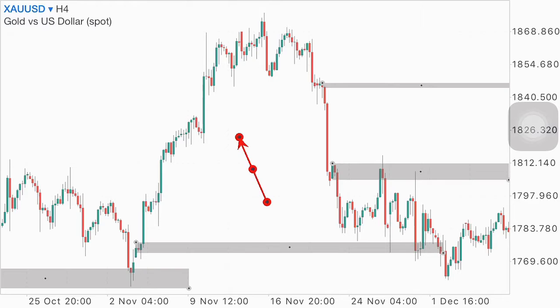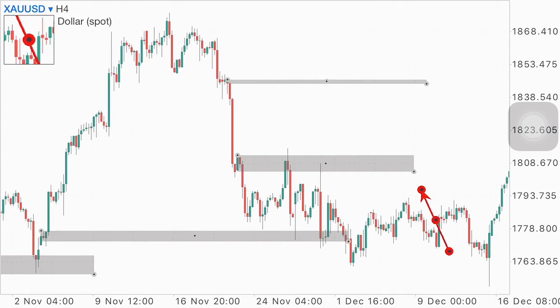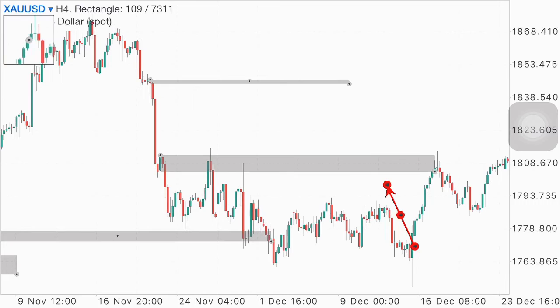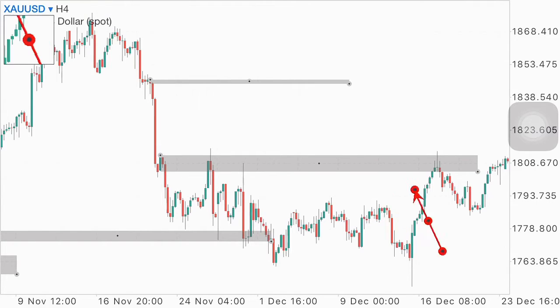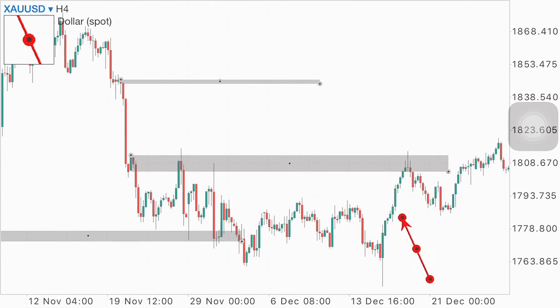Okay, it's not the perfect marking, but you got the clue, guys. As you can see, we're just scrolling through and scrolling through. If we extend our supply here, you can see gold just came back to our supply here, probably giving you a reason to enter. This is a 4-hour time frame, a bigger time frame.